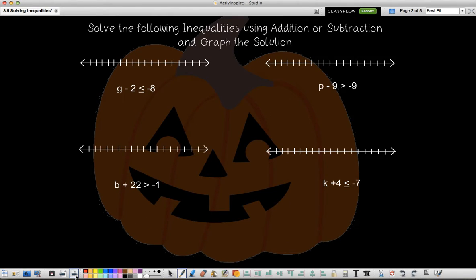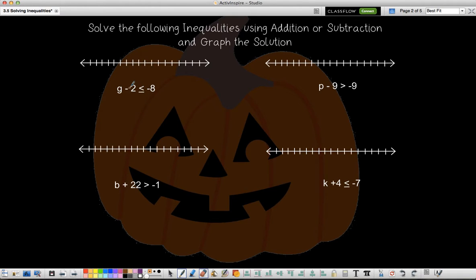Alright, so when you're solving addition and subtraction inequalities, it's the same process as when you're solving addition and subtraction equations. The only difference is now you have an inequality symbol instead of an equal sign. And it doesn't change the process at all when it comes to adding and subtracting in inequalities. It will change the process when we talk about multiplication, but we'll get there soon enough.